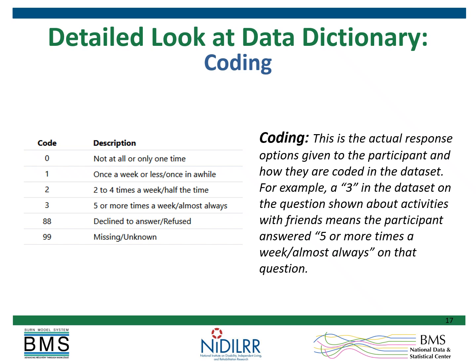The data dictionary also shows you the coding of variables. The coding is the actual response options given to a participant and how they're coded in a data set. For example, on this item that you see here in the example on your screen, if there's a 3 in the data set in a particular row for a particular item, in this case, that 3 would mean 5 or more times a week or almost always.